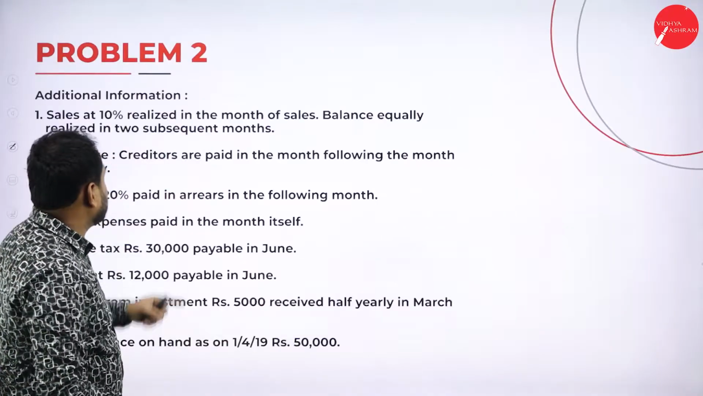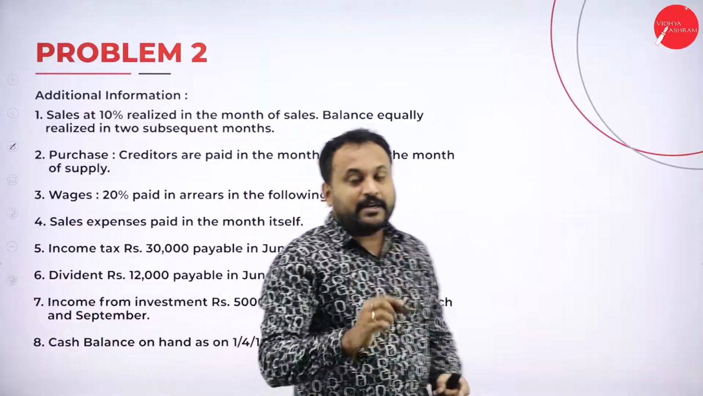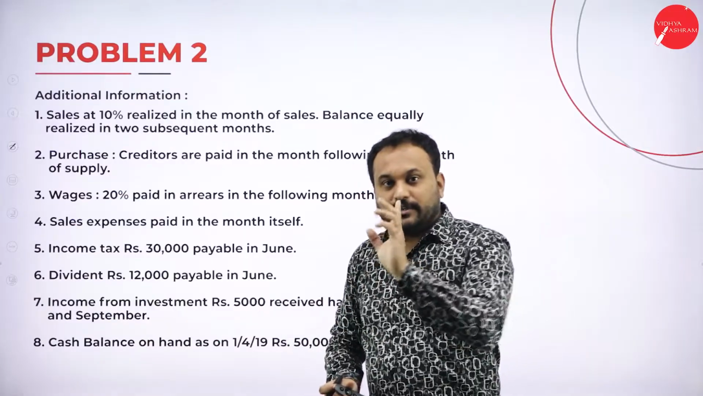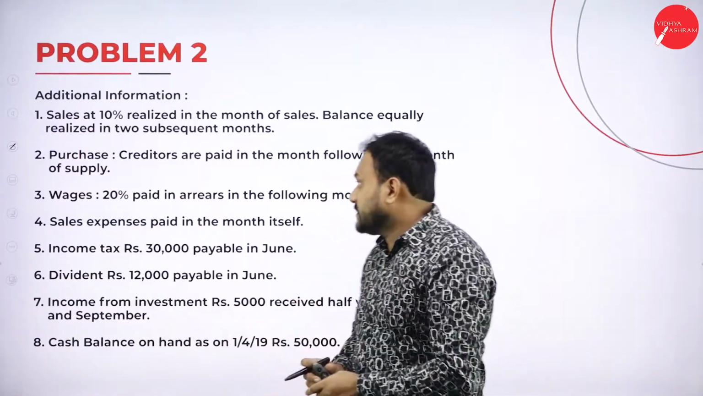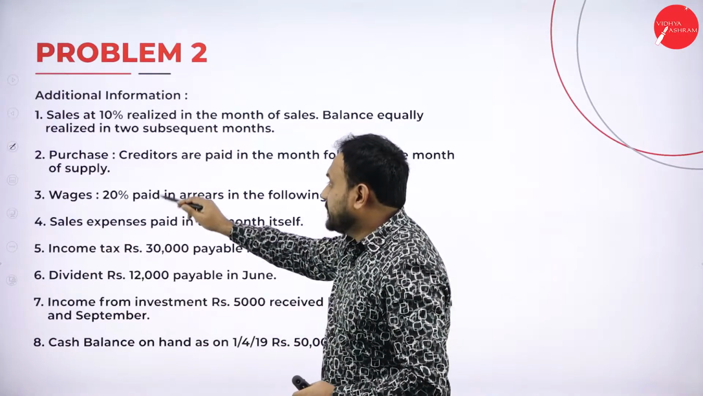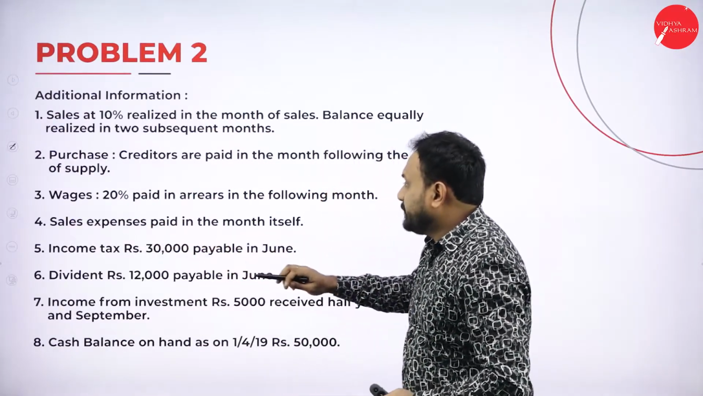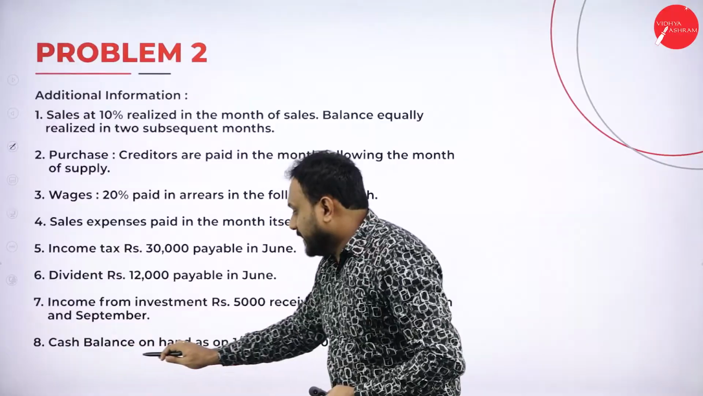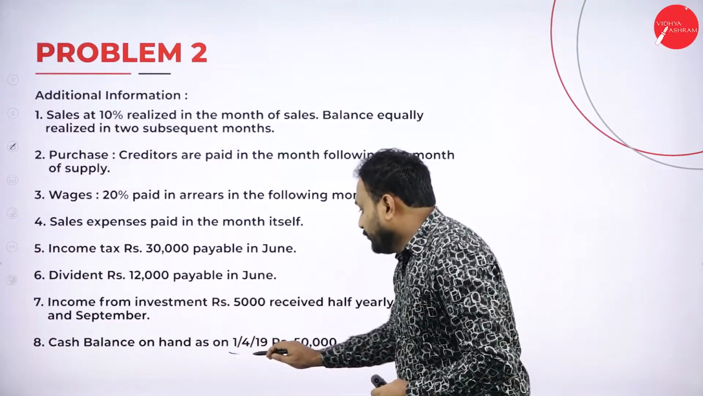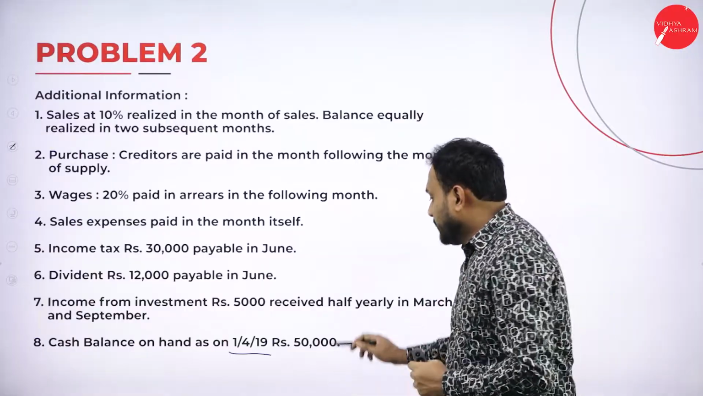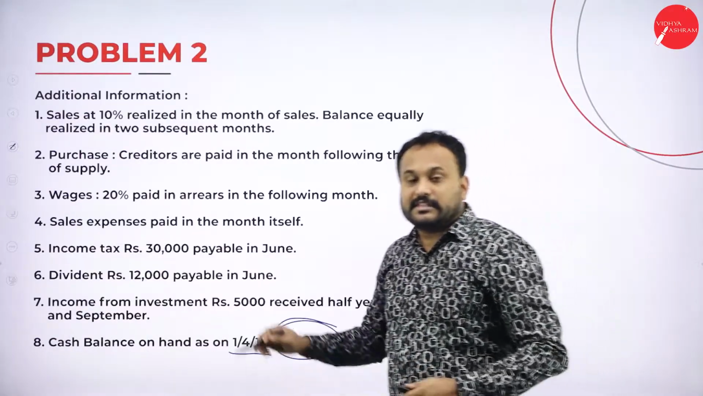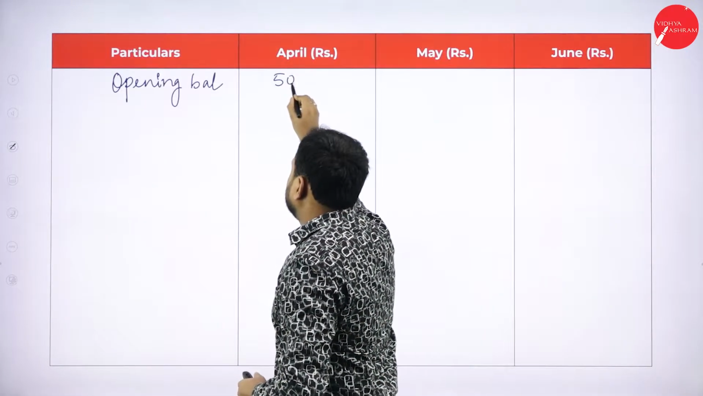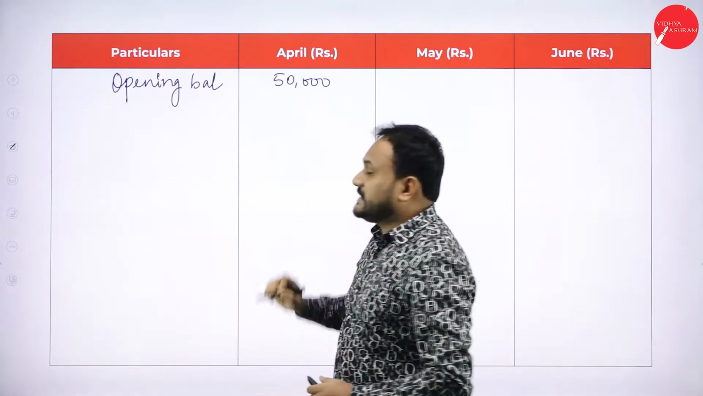So in the question, I should see what the first thing is. When is the opening balance? April opening balance. Now see here, anywhere opening balance is there, we need to understand: purchase, wages, sales expenses, income tax, dividend, income from investment, and the last one is cash balance on hand as on 1st April 2019, that is 50,000 rupees. So this is our opening balance. We'll write here 50,000 rupees. Done. So the first entry is done.